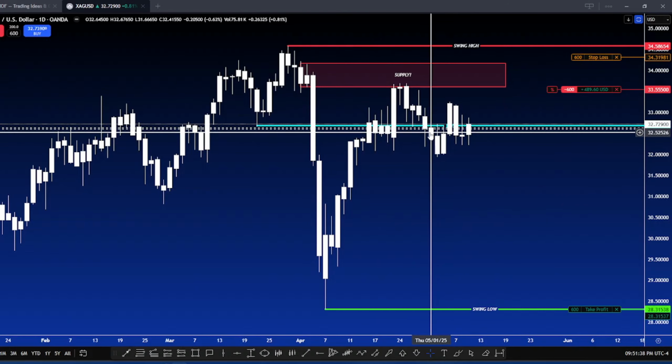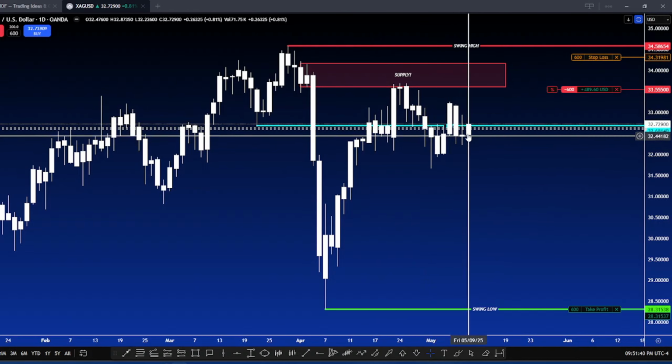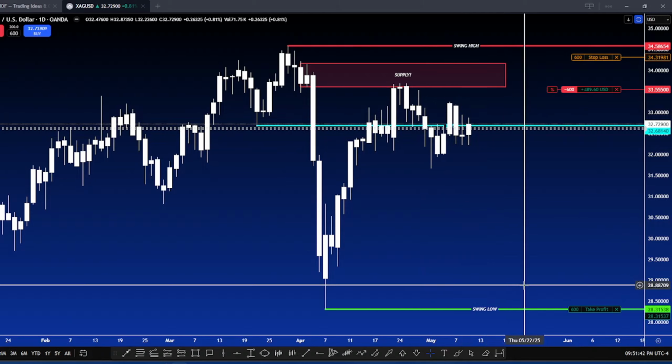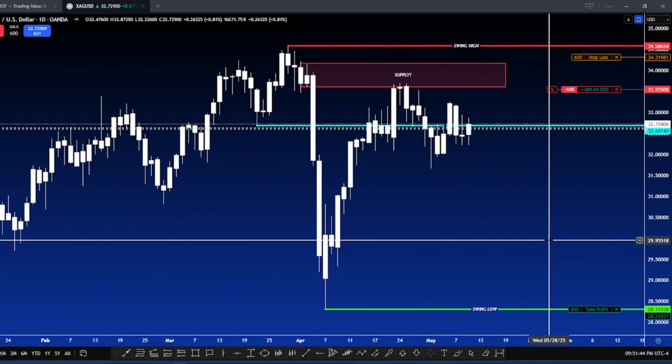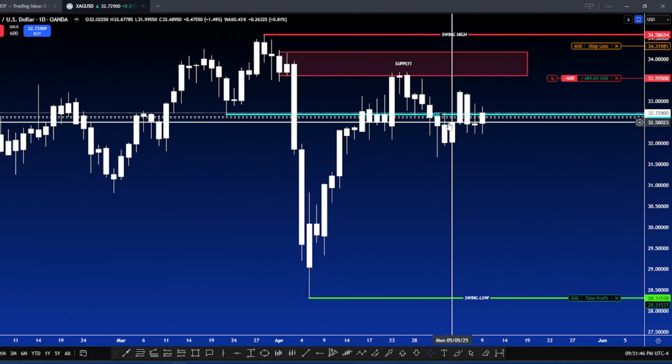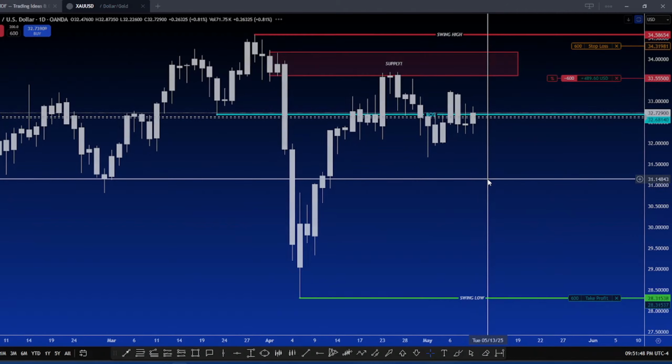It's just been consolidating, right? A little down, little up, little down, little up. We need it to crash, right? We need it to fall. I think it will do that this week. So again, still bearish on silver, guys.